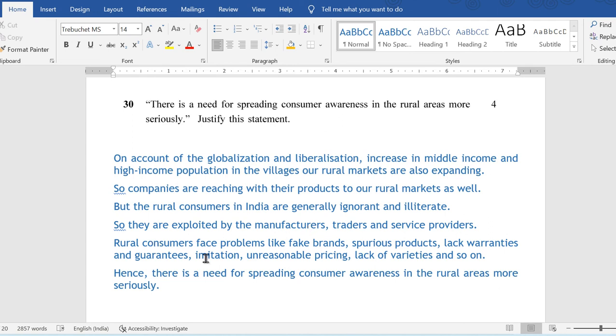Rural consumers face problems like fake brands, spurious products, lack of warranties and guarantees, unreasonable pricing, lack of varieties, etc. Hence, there is a need for spreading consumer awareness in rural areas more seriously.